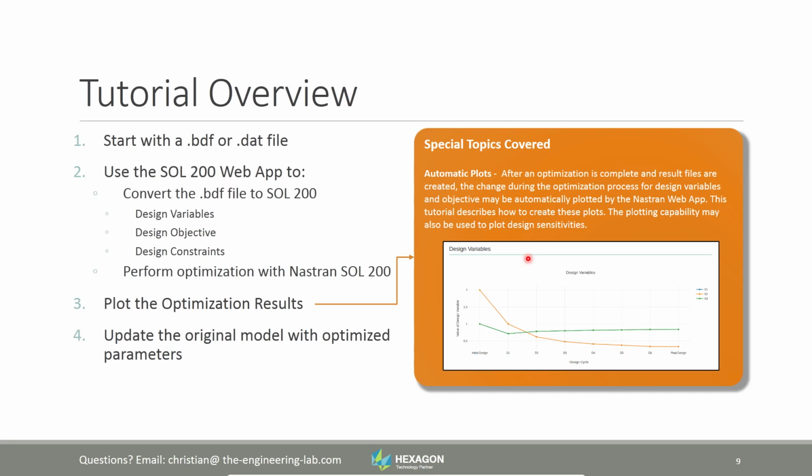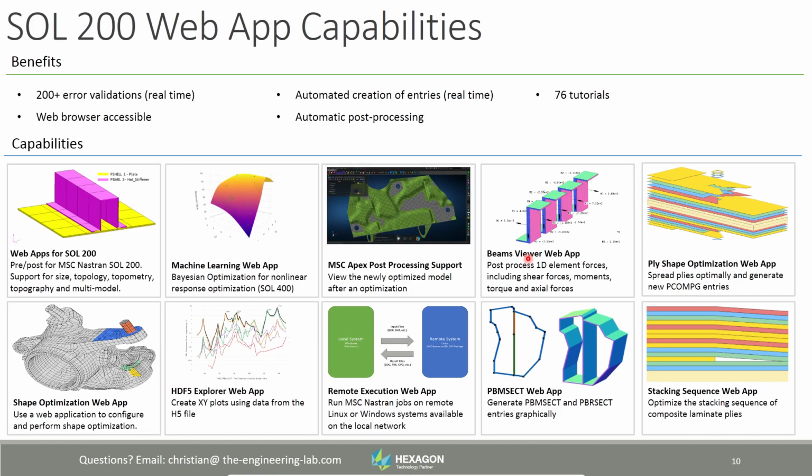Before I go ahead and start this exercise, a quick reminder. The Sol 200 web app is a collection of web applications. Each one is designed to help you optimize your Nastran model. If you can optimize your Nastran model, you can optimize your real world structure or your real world mechanical system.